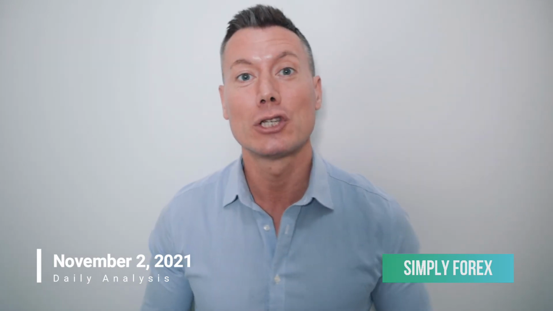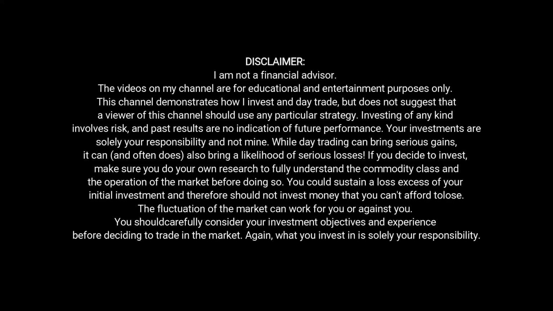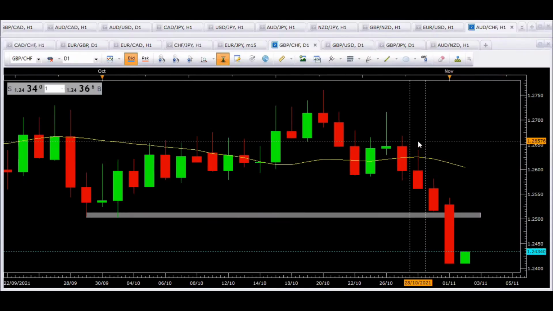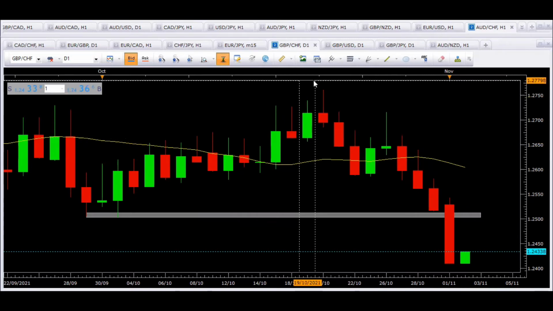So let's take a look at the chart and what I'm potentially going to trade today. It's the 2nd of November, guys. I'm seeing a lot of pound sterling pressure. All right, so I'm looking at 3 trades today. First of all, the sterling against the Swiss franc.